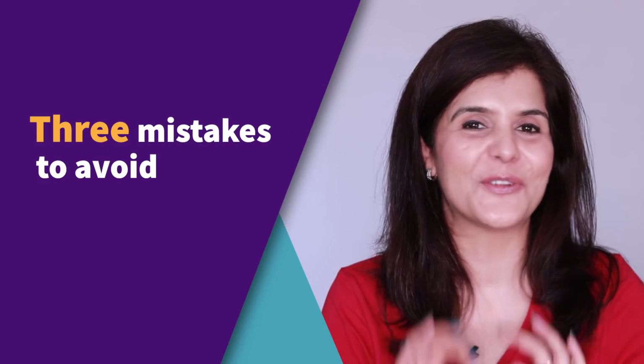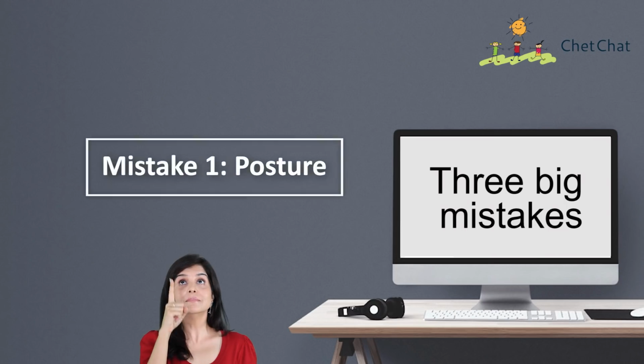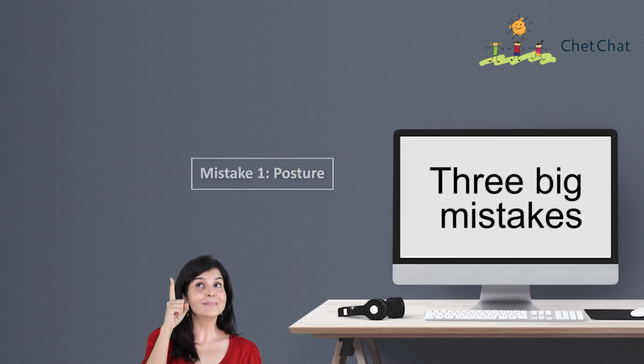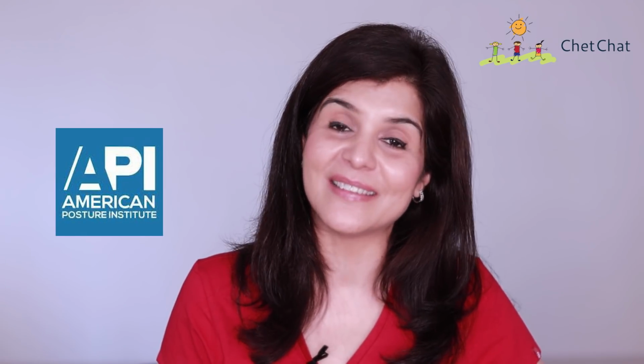And now for the 3 big mistakes. Mistake number 1 is posture. The American Posture Institute says that about 70% of all athletes suffer from postural deficiency, affecting both their performance and their lifestyle. And this is not only true of athletes, but also students and working executives. So be very careful about your back and your neck.